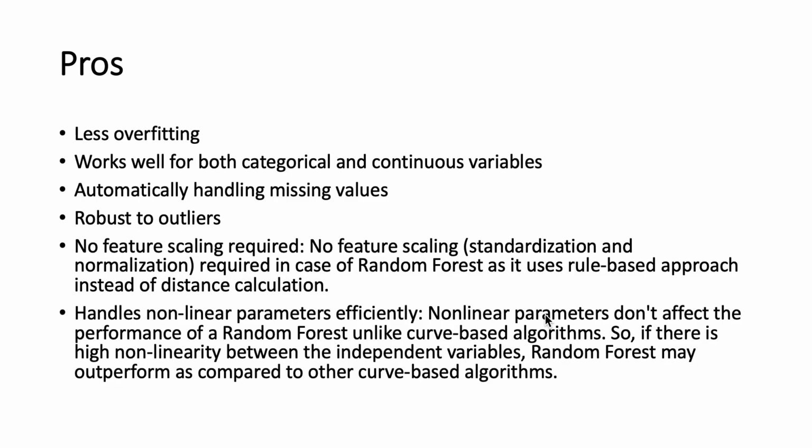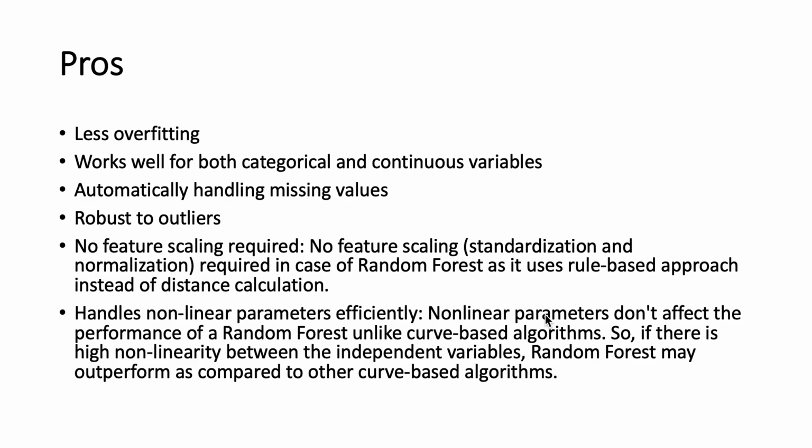The pros of the random forest: it has less overfitting. From the data side, when we train the random forest, we do a lot of sampling, and then it constructs different types of trees. Each tree is different. Thus, the output is always different because the data sampling and the trees are different. So there is less chance of overfitting.